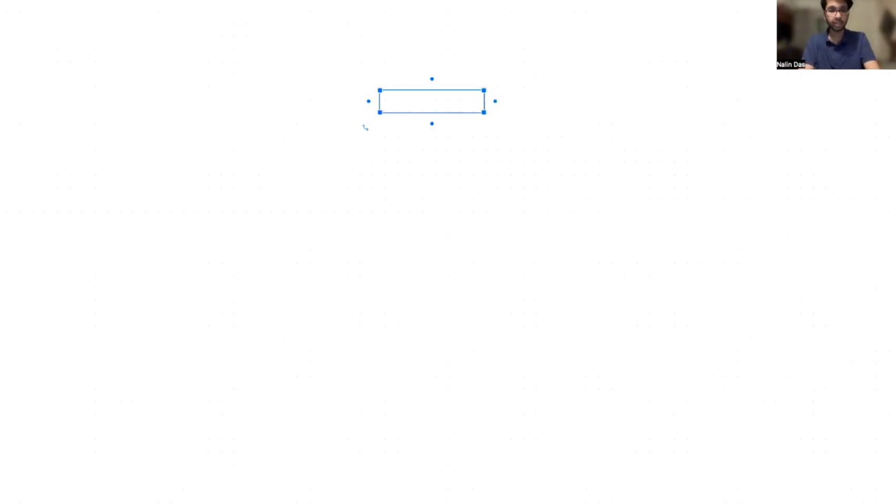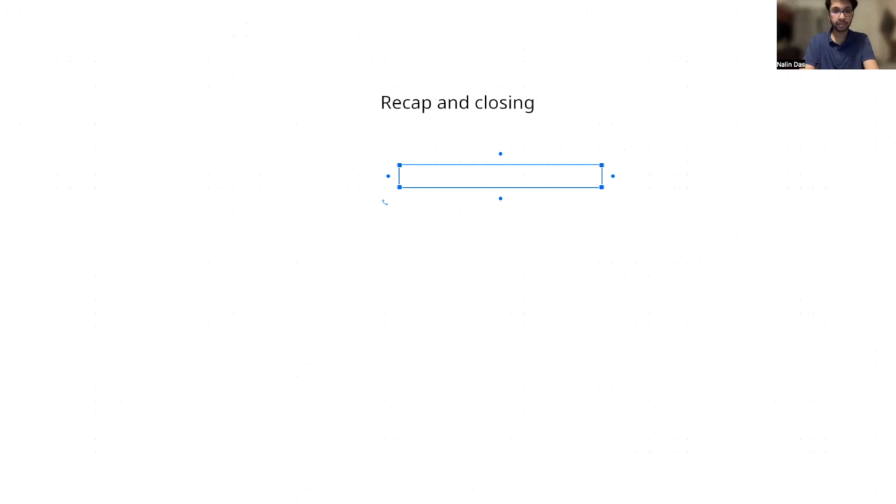So recap and closing. Graphs let us represent networks, algorithms. DFS goes deep, then backtracks.